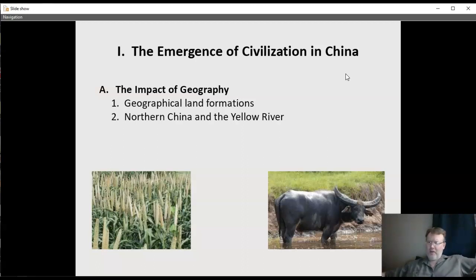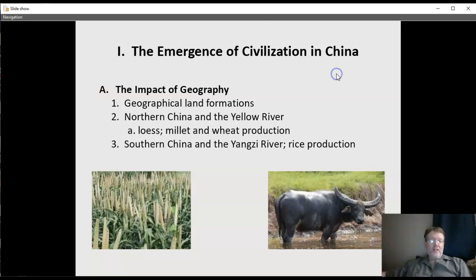Southern China gets a lot more rain. It's a lot wetter. Crops are typically wheat and millet. Wheat and millet both require little water. Therefore, it made a lot of sense, or can survive with a lot less water. Southern China is warmer, wetter, increased moisture, creates a very lush, watery environment, which is very well suited to rice production.